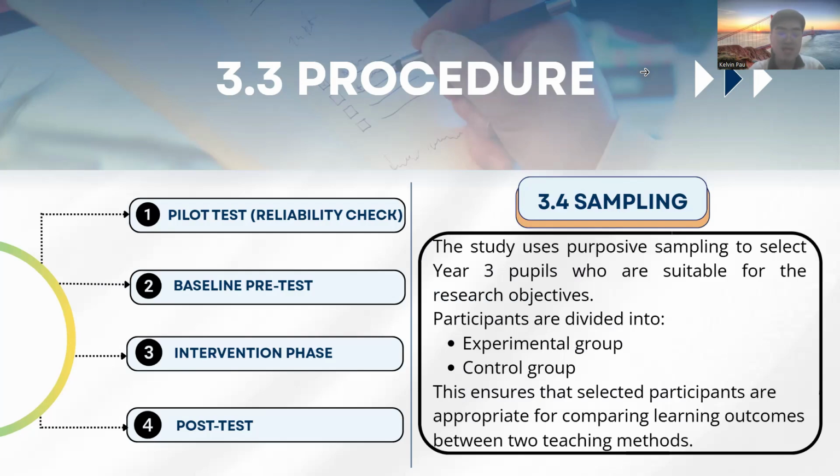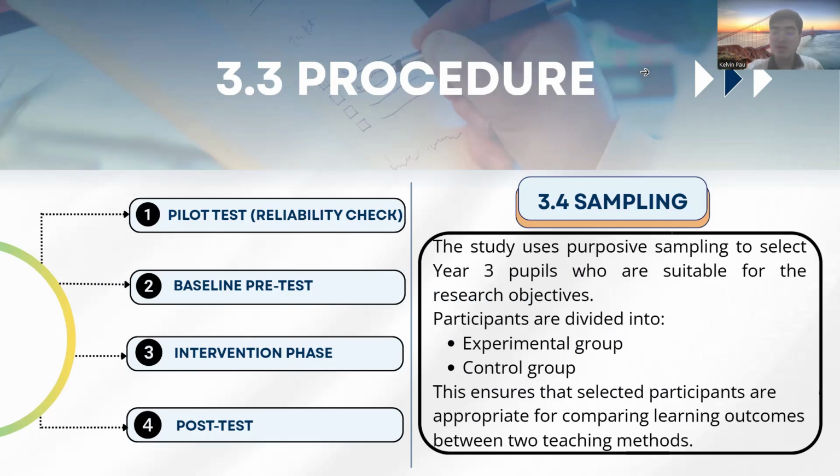The next phase is the intervention phase, where the experimental group will be taught using multimedia teaching such as videos, animations, and other visual objects. The control group will be taught using conventional methods such as the textbook and verbal explanation. This intervention phase is conducted to compare the effectiveness of both teaching strategies.